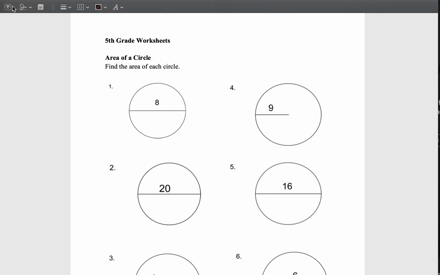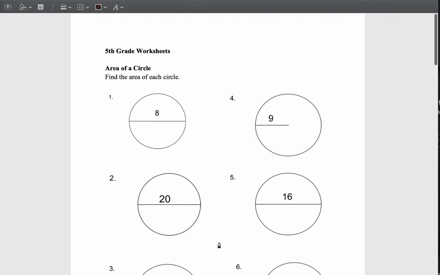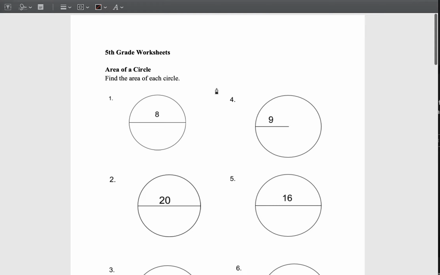4 different topics, and this is going to be our lesson 13, I think, or 12, I'm not really sure. But first topic we're going to go over is the area of a circle.